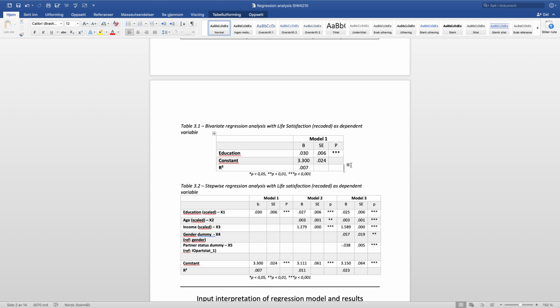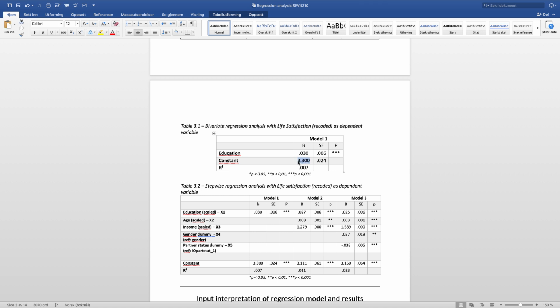I have a PhD, so I'm among the really, really satisfied people, whereas people who have no education are not so satisfied. So it really shows that on average, people with a higher education are more satisfied, and this can be generalized to the population because it's significant.